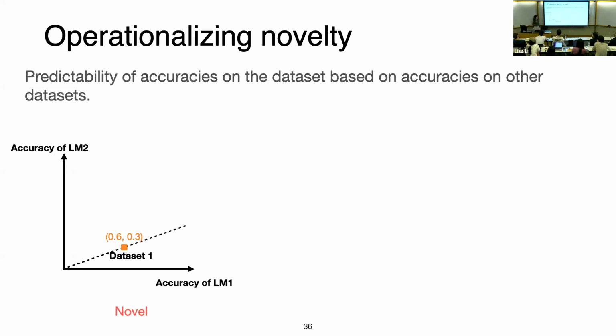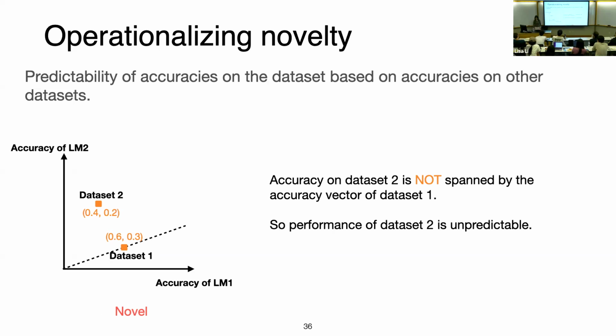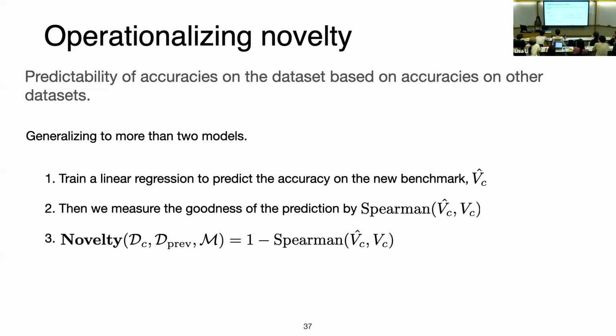Now consider a different dataset 2 with language model 1 accuracy of 0.4 and language model 2 accuracy of 0.2. Since the accuracy vector of dataset 2 is no longer spanned by the previous accuracy vector, the performance on the new dataset is not very predictable, and therefore it will have a high novelty. So overall, a novel dataset entails that the accuracy vector is not predictable or is not spanned by the existing accuracy vectors. Now let's generalize this to more than 2 datasets and more than 2 models.